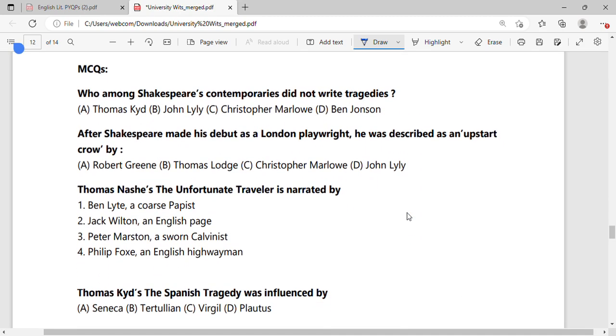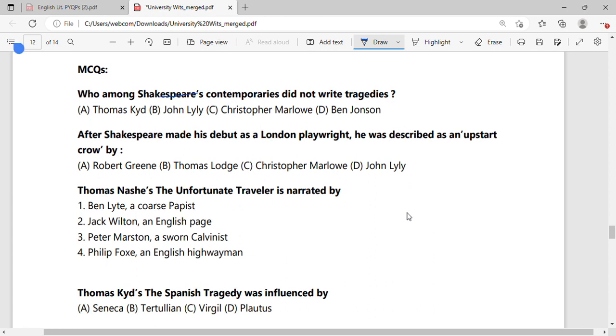The first one: who among Shakespeare's contemporaries did not write tragedies? Who did not write tragedies? John Lyly, we said that he was a humorist. It was an easy guess for all of us. So, he's the one who did not write tragedies. What he wrote was romantic prose, Euphues, the Anatomy of Wit.